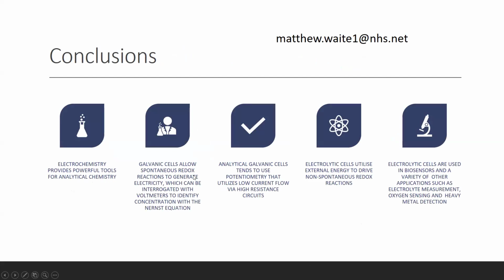Galvanic cells allow spontaneous redox reactions to generate electricity, which can be measured with voltmeters to identify the concentration using the Nernst equation. Analytical galvanic cells tend to use potentiometry, which really utilizes a really low current flow. Electrolytic cells utilize external energy to drive non-spontaneous redox reactions, and these electrolytic cells have a variety of applications in analytical chemistry.